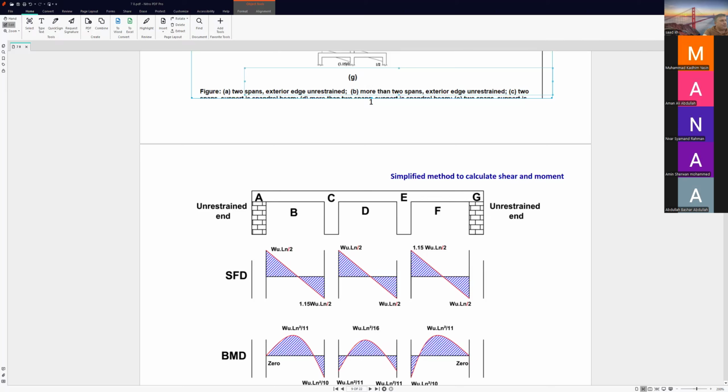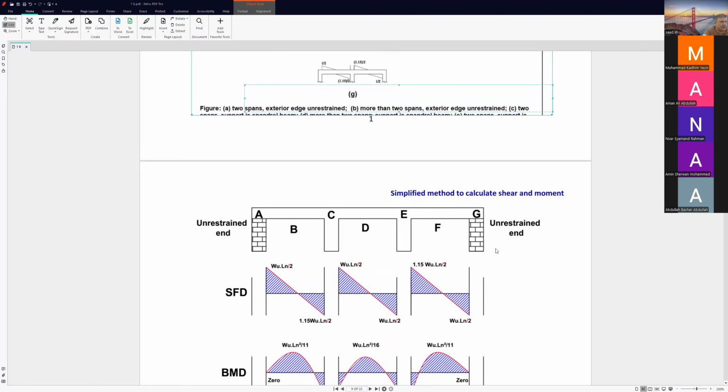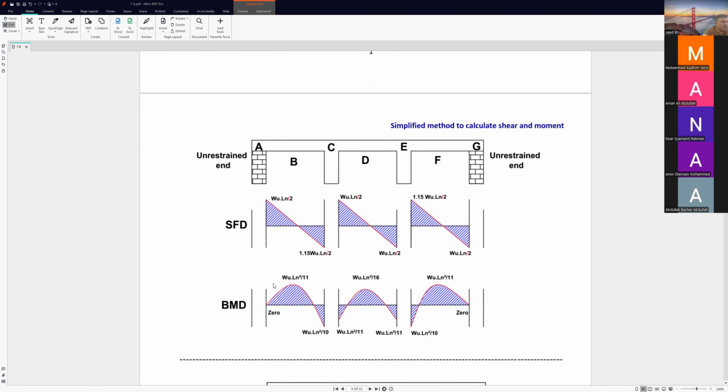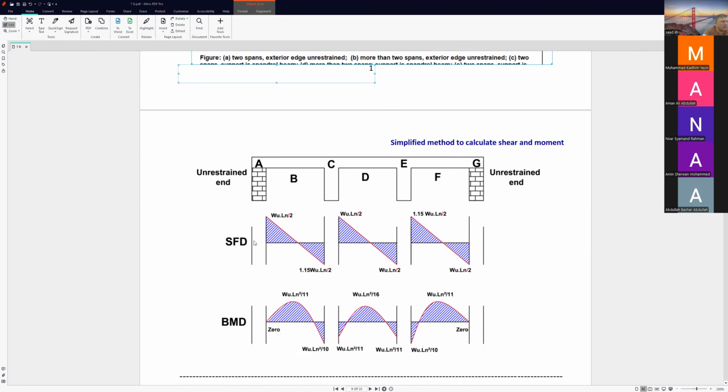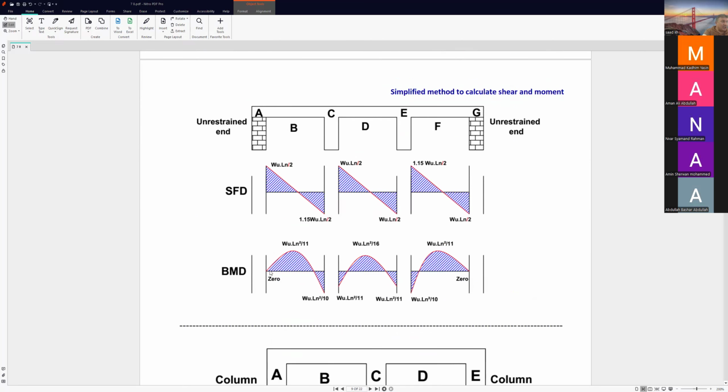So here we have an unrestrained end. So here we have 0. We say it is 0. Why? Because it's unrestrained, it's a wall, it's hinged.